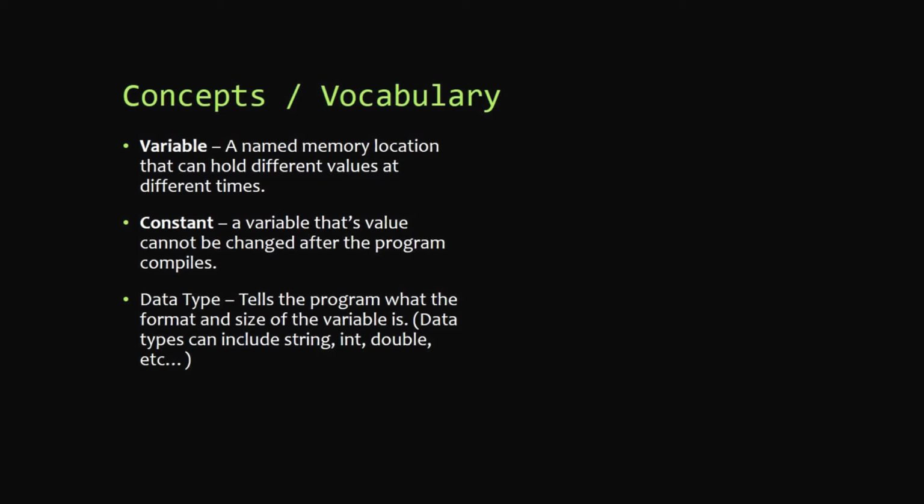Now, data types tell the program what the format and size of the variable should be, and data types can include strings, integers, doubles, etc. But we're only going to talk about 4 main types, which are integer, double, string, and character.